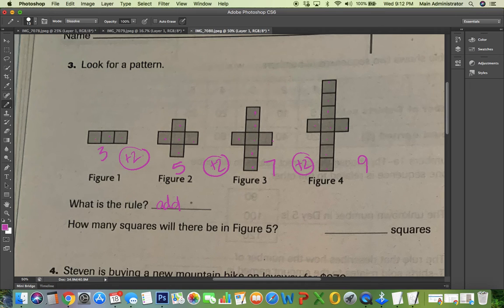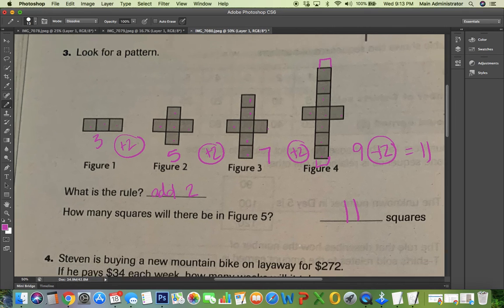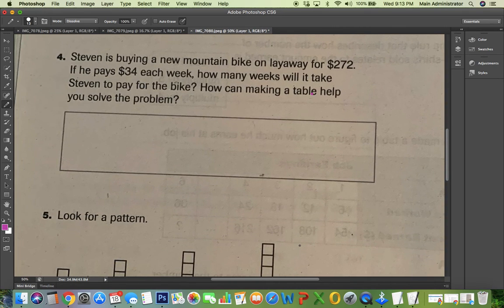Add 2. How many squares will there be in figure 5? Well, I just got to add 2, and I should have 11. 11 squares. And if I added one more square to here and here, that would be figure 5. That would make 11. Let's take a look at number 4.